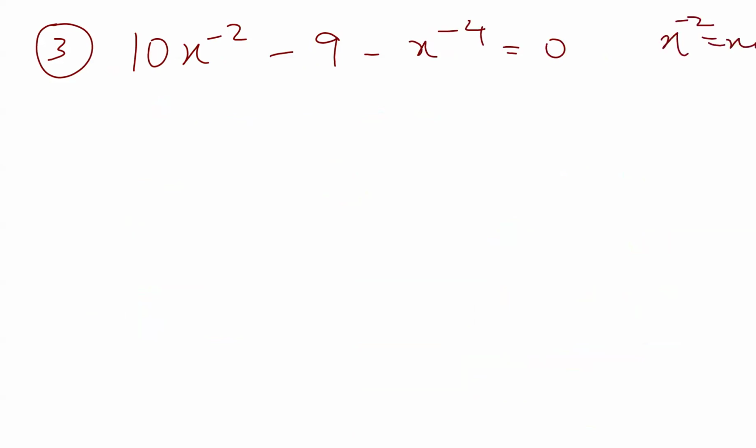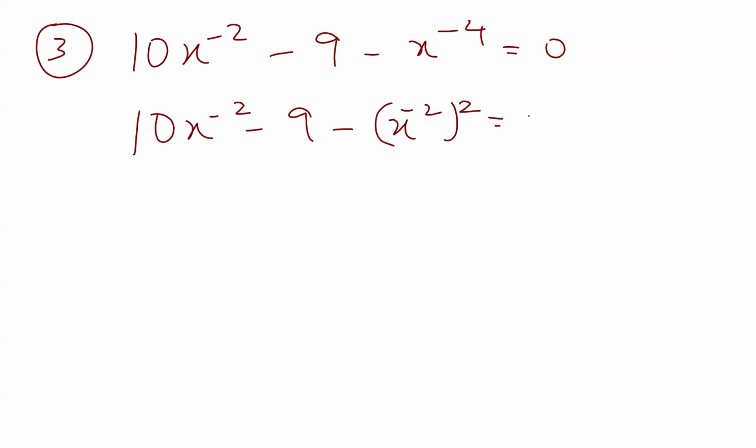Question number 3. 10x raised to minus 2 minus 9 minus x raised to minus 4 is equal to 0. Let x raised to minus 2 be m, or rather, I'll just do this. 10x raised to minus 2 minus 9 minus x raised to minus 2 the whole square. This minus 4 I'm writing as minus 2 into 2.